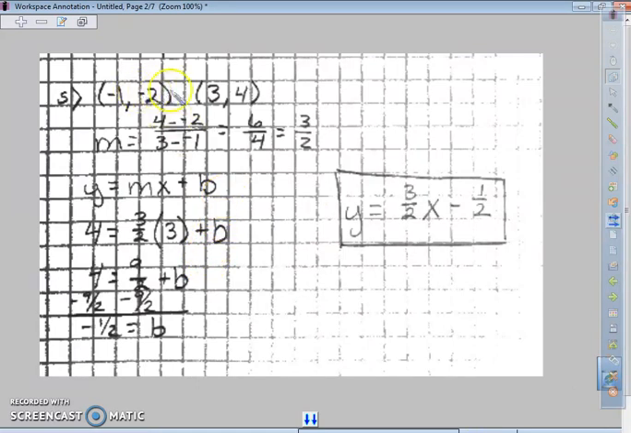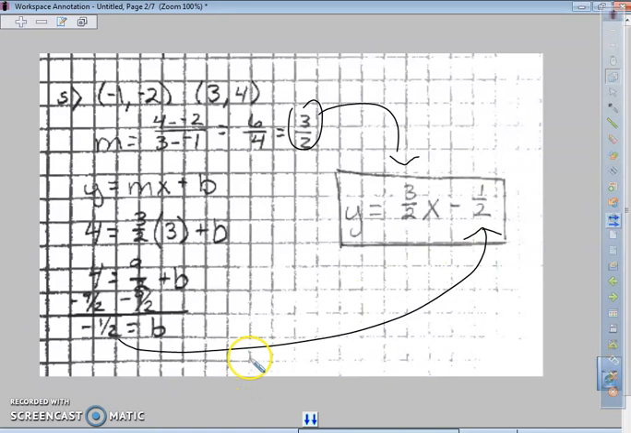Number 5, a lot of work in number 5. It gives us 2 points. I have to find the slope of that. After I find the slope, it comes up to 3/2. I put the slope in, I pick a point, and this one's going to be easier for me to use because it's both positives. So 4 goes in for the y, 3 goes in for your x, and you solve it for b. I come up with a b value of -1/2. So I take this slope, put it in right there, I take the 1/2 and put it in right there, and that's in slope-intercept form.